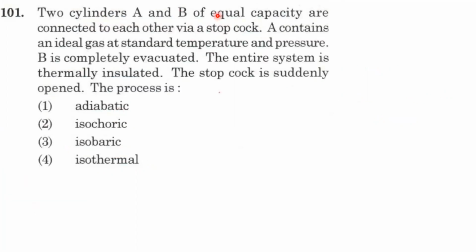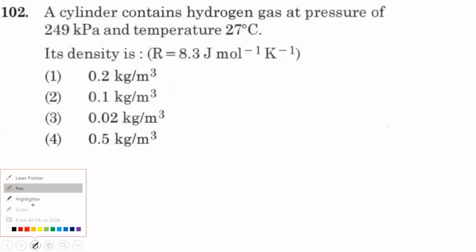Two cylinders A and B of equal capacity are connected to each other via a stop cock. A contains an ideal gas at standard temperature and pressure. B is completely evacuated. The entire system is thermally insulated. The stop cock is suddenly opened. A sudden process is an adiabatic process, and a slow process is an isothermal process. So here it is suddenly opened, so it is an adiabatic process. For 101, the first option is correct. Now we are going to discuss 102.